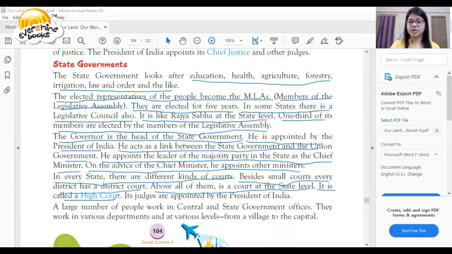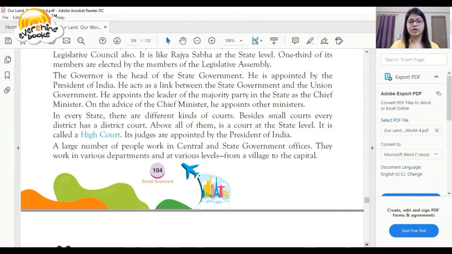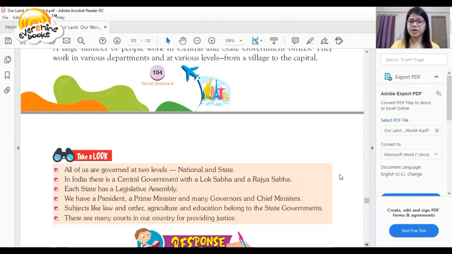तो सभी स्टेट में जो हायर कोर्ट होता है उसे हम क्या बोलते हैं? हाई कोर्ट बोलते हैं. Its judges are appointed by the President of India, as we have already discussed in the Union. So, स्टेट गवर्नमेंट में भी जो हाई कोर्ट्स होते हैं उनके जजेस का चुनाव प्रेसिडेंट ऑफ इंडिया ही करते हैं. A large number of people work in central and state government offices. They work in various departments and at various levels, from a village to the capital.